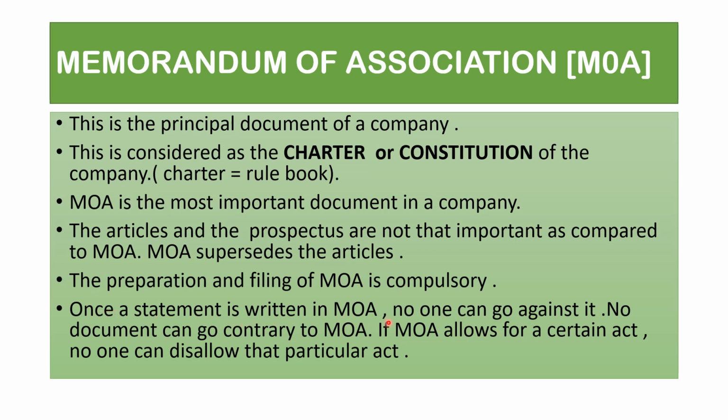Once a statement is written in this Memorandum of Association, no one can go against it. No other document can go contrary to MOA. Whatever is mentioned in MOA is final and done. No other person, no other document can go beyond this. If the Memorandum of Association allows the company to perform a certain act, then no other document can disallow it. You have to abide by whatever rules are laid down in the Memorandum of Association, and it applies to all the directors, all the employees, and all the forthcoming people as well. So this is how important it is.